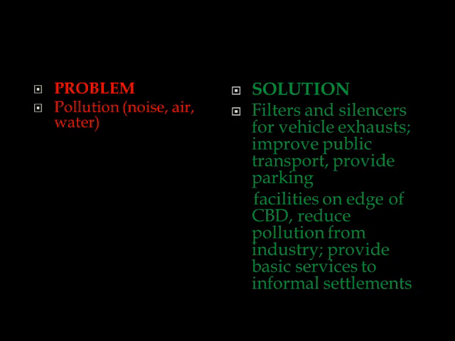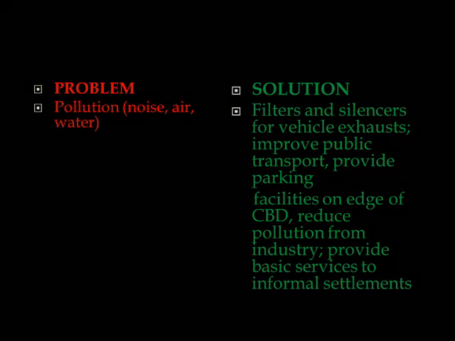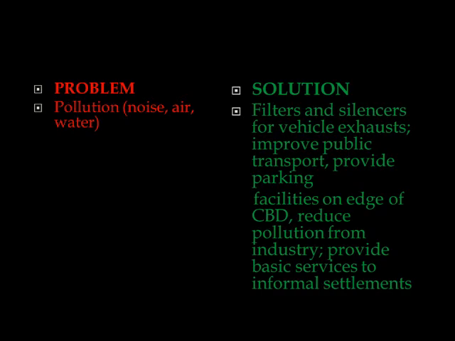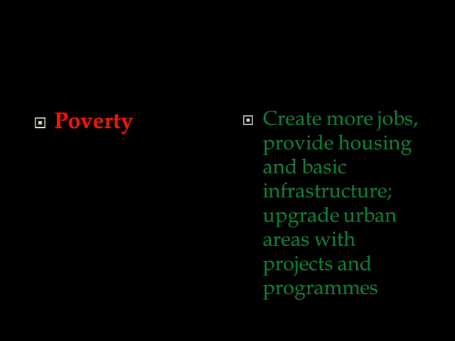How do we solve the problem of pollution? It says use filters and silencers for vehicles, improve public transport, encourage people to use public transport, provide parking facilities on the edge of the CBD, reduce pollution from the industries, provide basic services to informal settlements. Again, poverty. It's a problem. We have to create jobs for people, provide housing, provide basic infrastructure, upgrade urban areas with projects and programs.